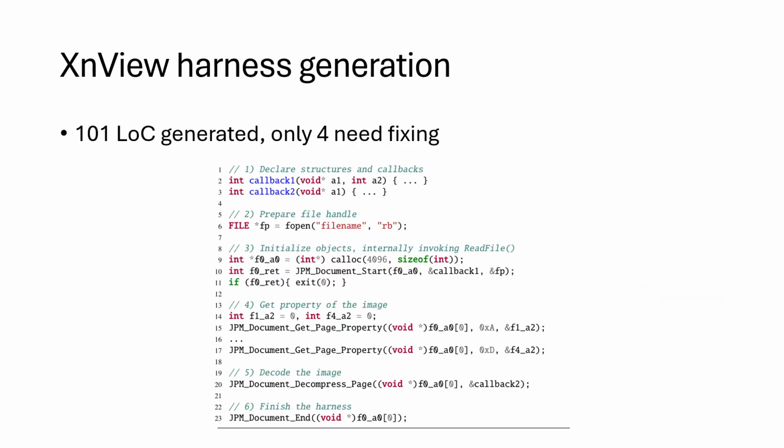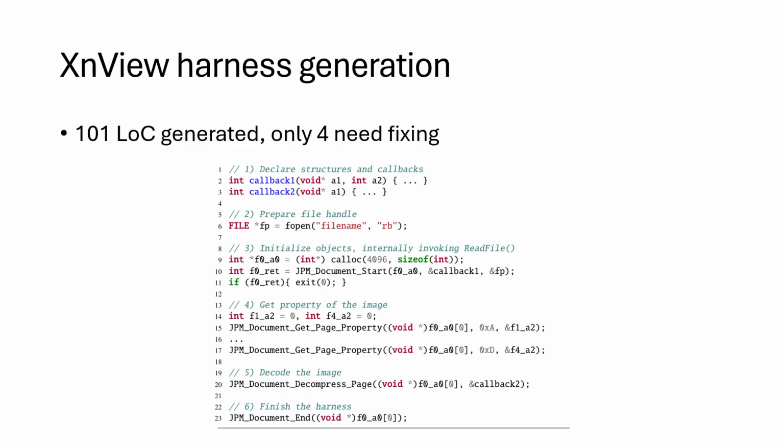So in practice, what does this look like? I'll quickly go over what they showcase in the paper with the XN view example. There were 101 lines of code for the parser, and out of that, only 4 were incorrect. The call sequence, firstly, was very correct. It started with document start, and then it gets the page property twice, so line 15 and line 17, and it uses different constants for that. That's exactly what the real program would do.